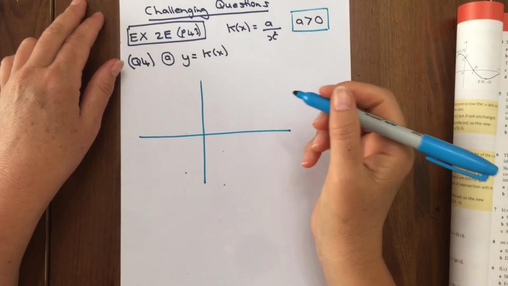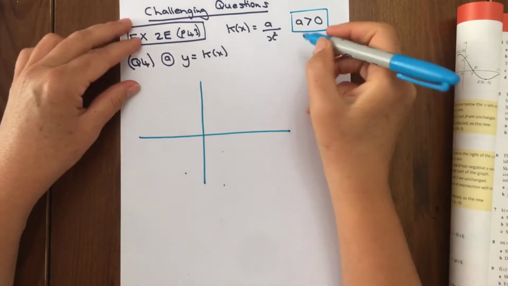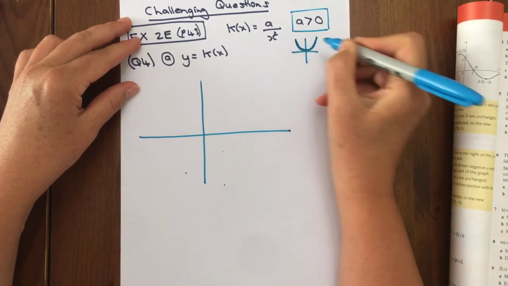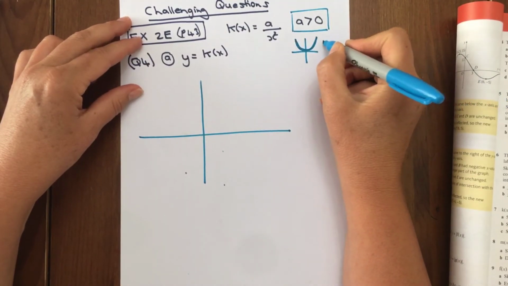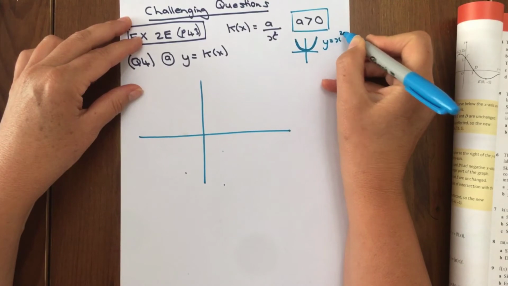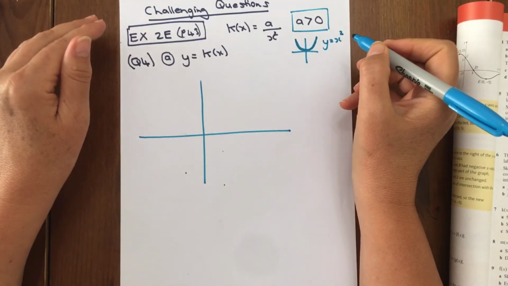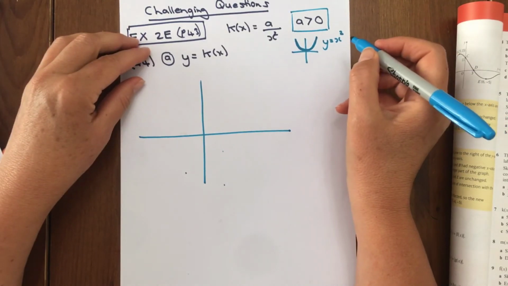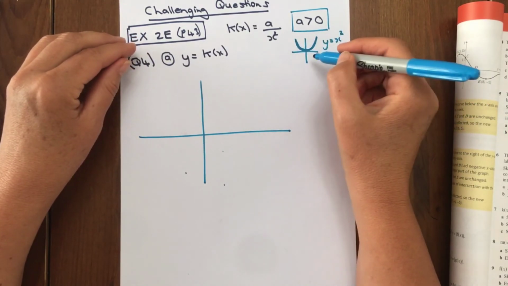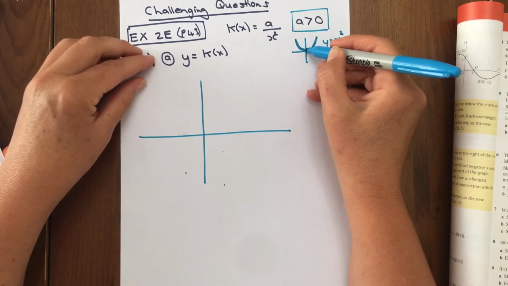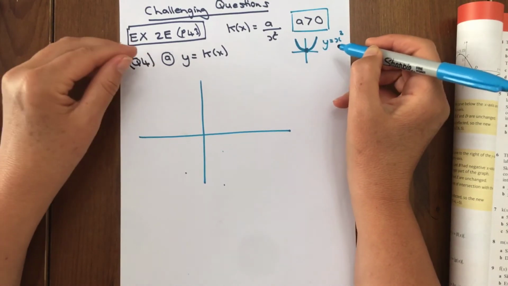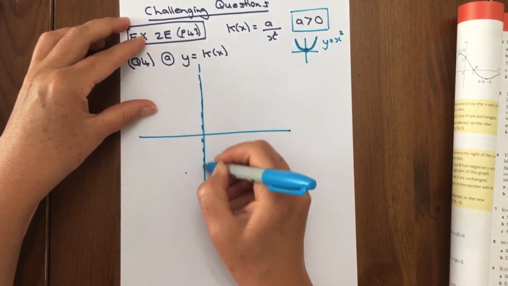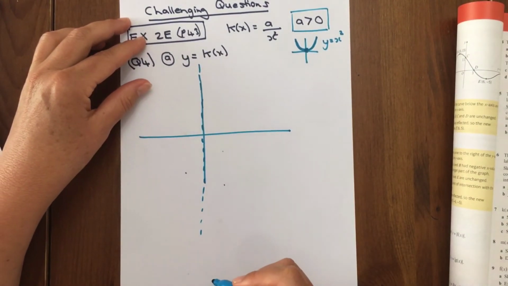Well, I know what x squared looks like. This is what x squared looks like. If it was just x squared, y equals x squared. If I was to look at 1 over x squared, i.e. the reciprocal of this, so at 0, 1 over 0 is not defined. So at 0, I'm going to have an asymptote here.